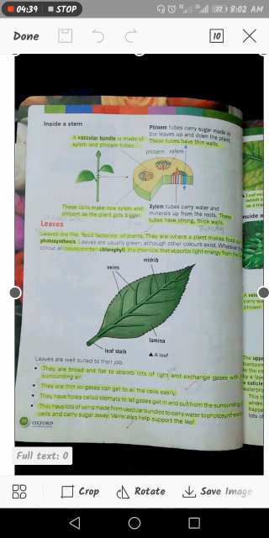Leaves are usually green, although other colors exist. Whatever the color is, all leaves contain a basic chemical called chlorophyll. This is the chemical that absorbs the sunlight energy from the sun. It traps the light energy from the sun. Now have a look at this diagram.